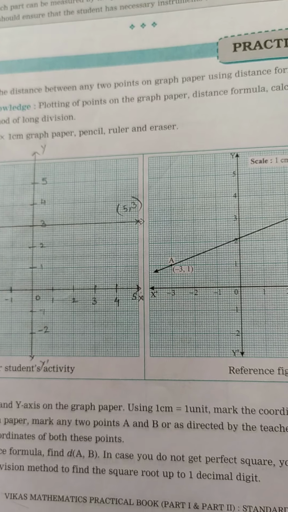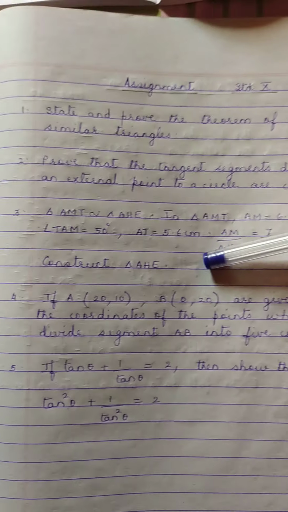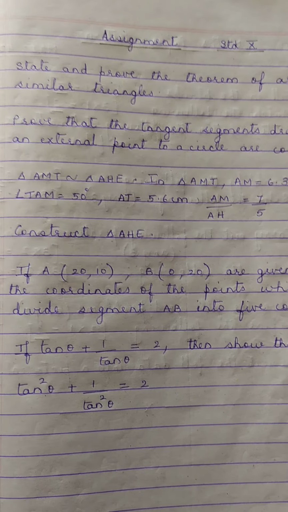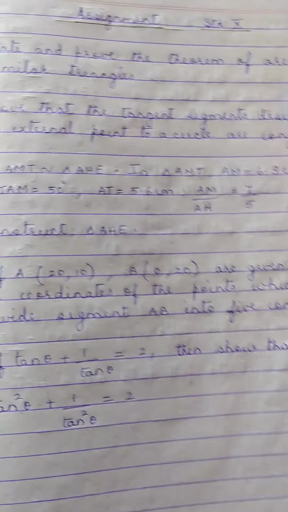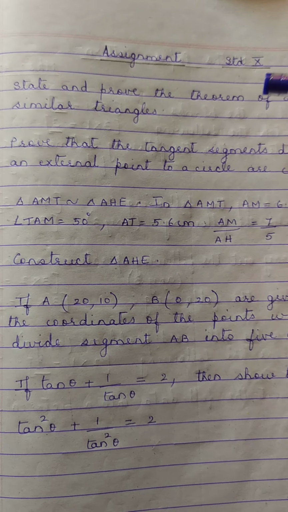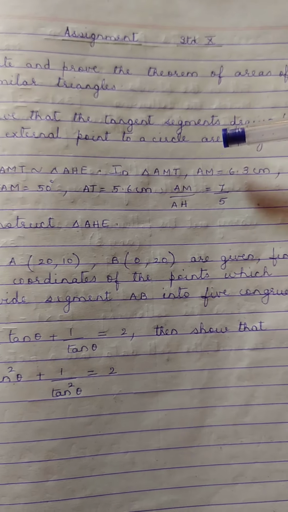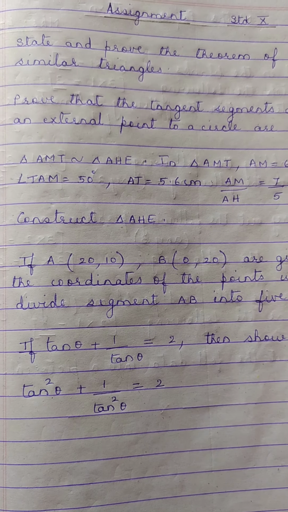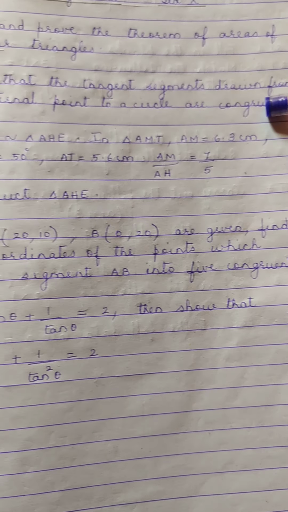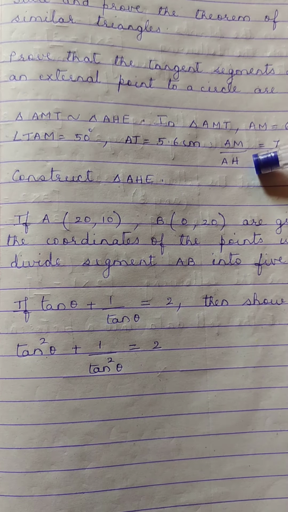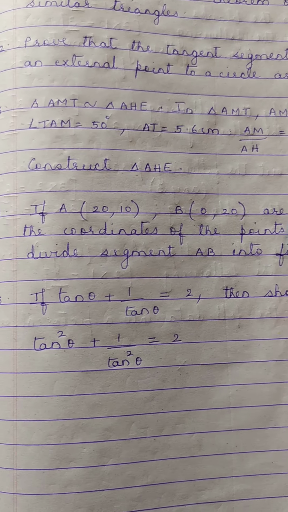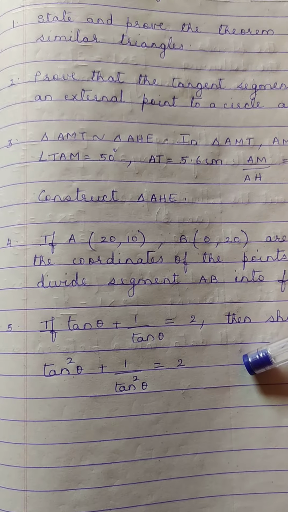Okay. Apart from this practical, you also have an assignment to be done which carries 10 marks. These are the questions for your assignment. State and prove theorem of areas of similar triangles. You have to state and prove this theorem. Prove that the tangent segments drawn from an external point to a circle are congruent. This is the third question. Question number 4, and this is question number 5.